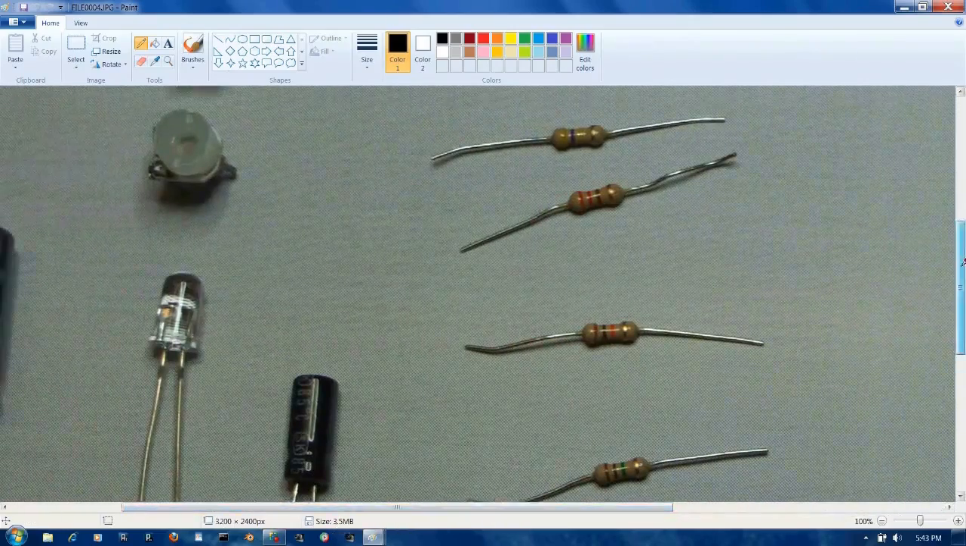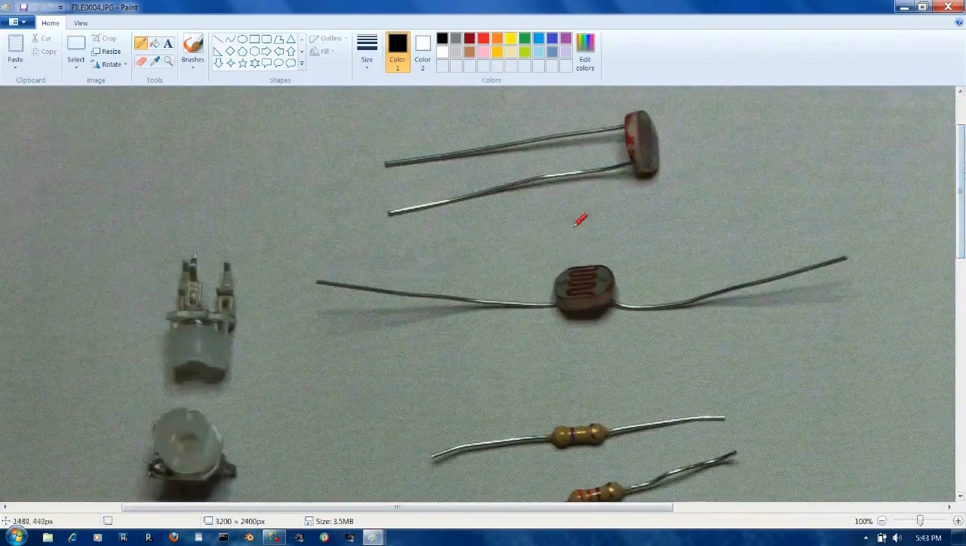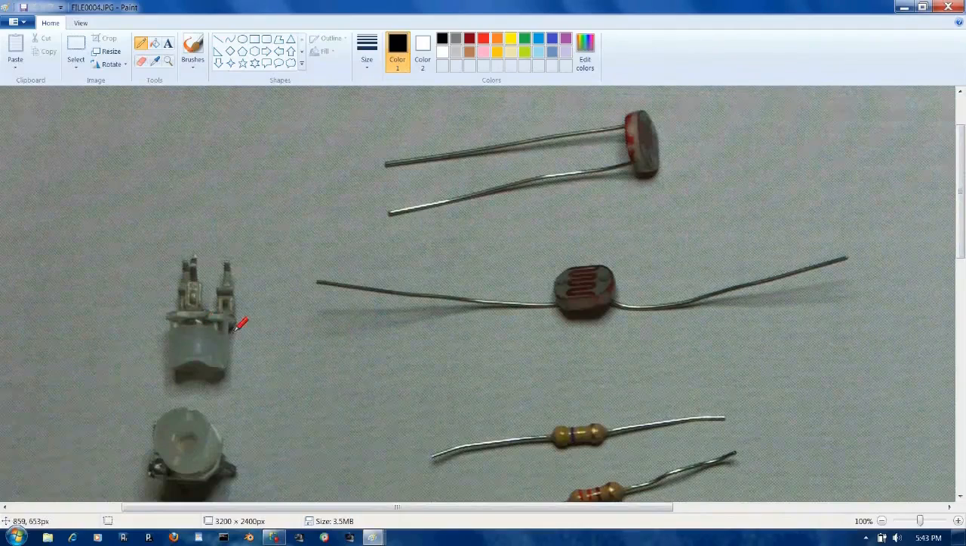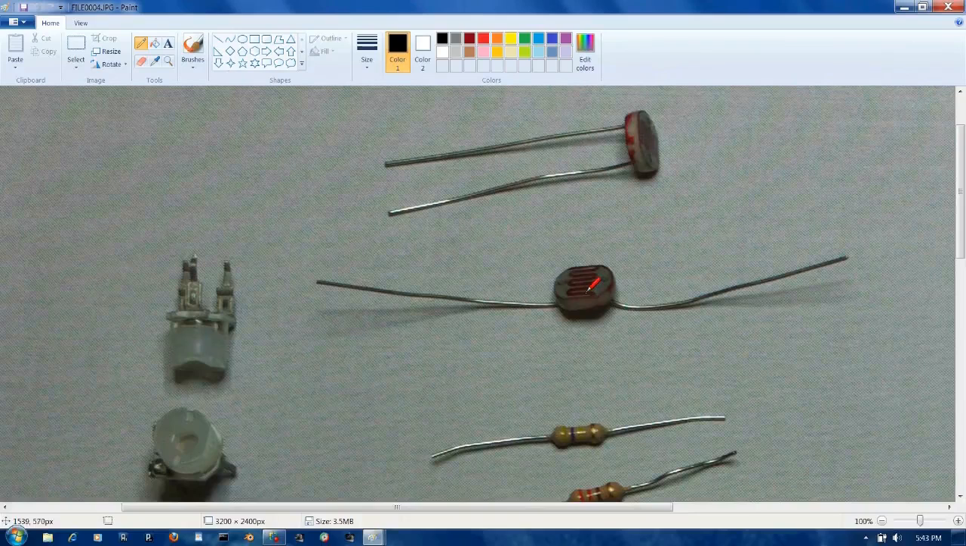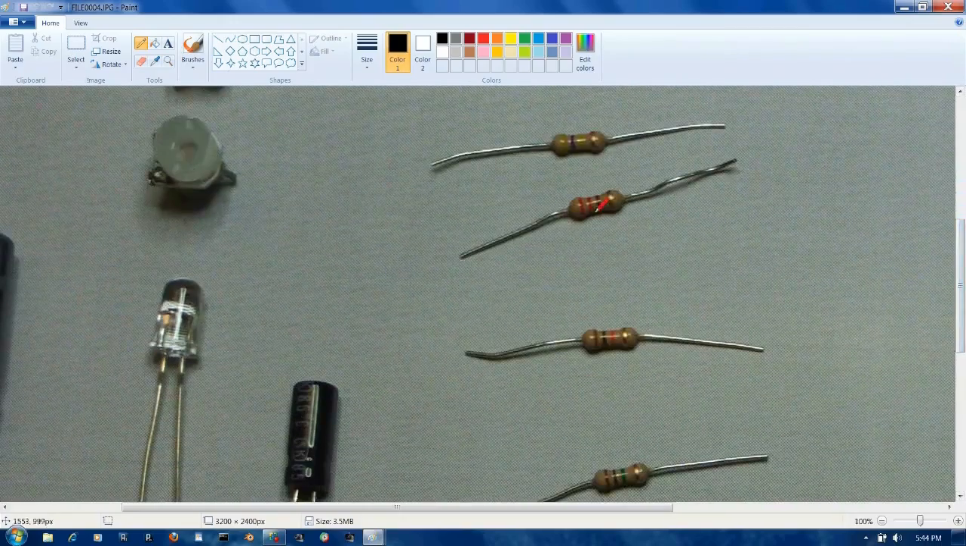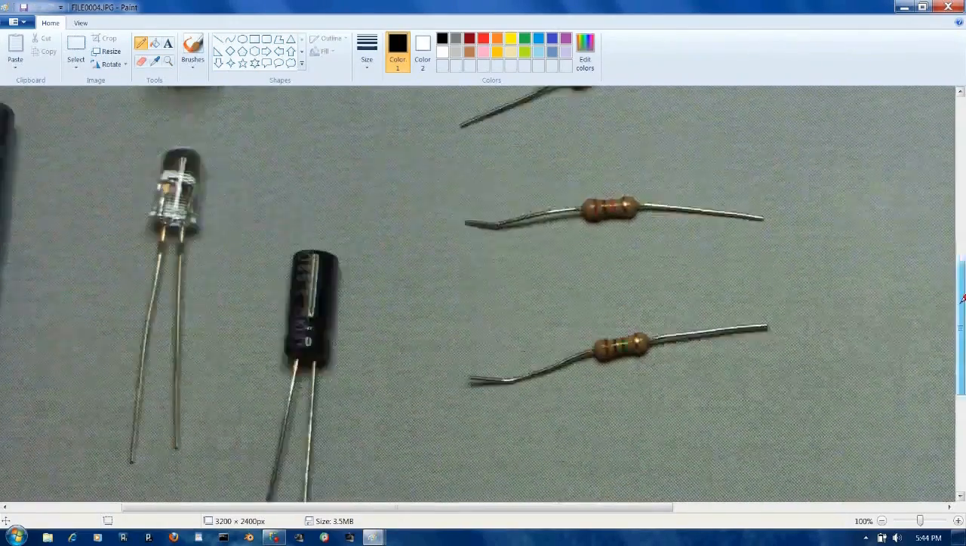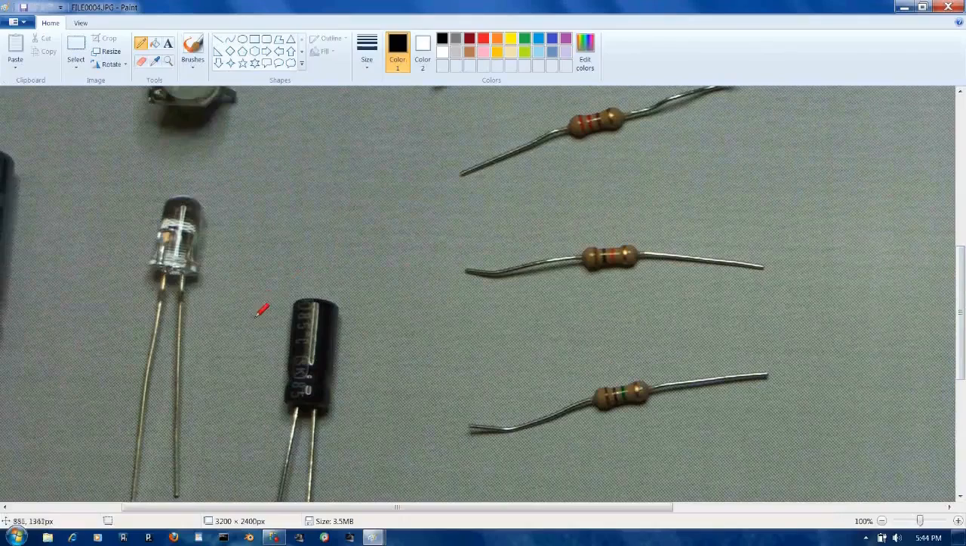Let me just actually show you a few. This is a fixed value resistor. You'll see a lot of these. This is an LDR, a light dependent resistor. We'll be using these in our projects. This is a trim pot potentiometer. That's also a variable resistor. We adjust the resistance using a screwdriver. And these, of course, are our fixed value resistors with our color codes, which we're going to do briefly.